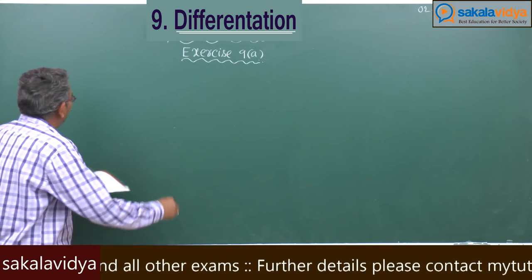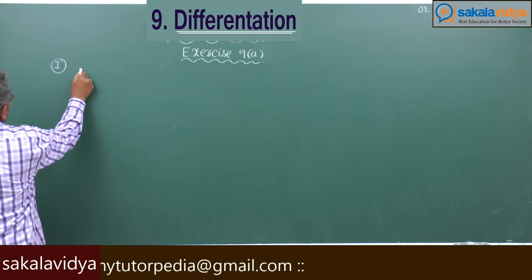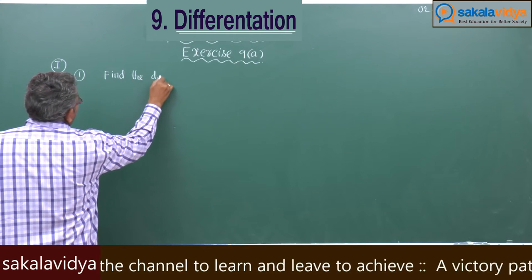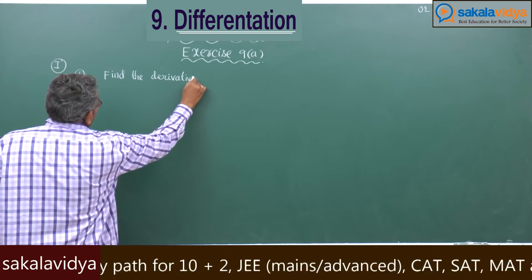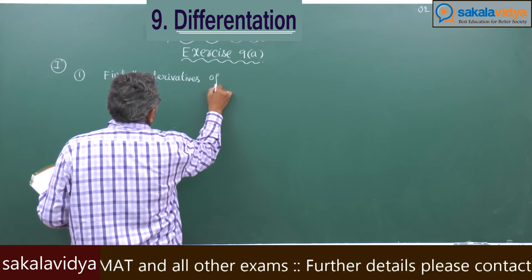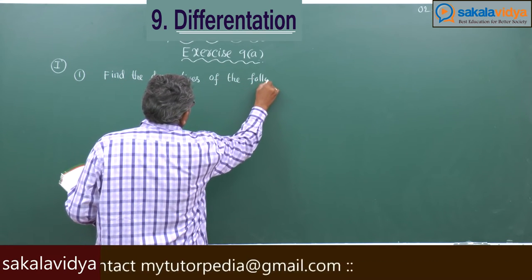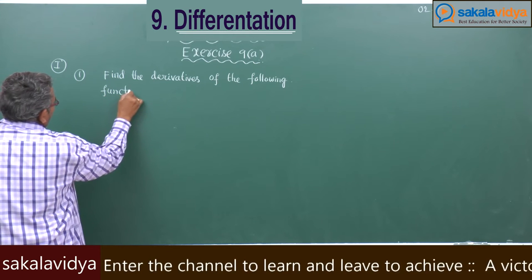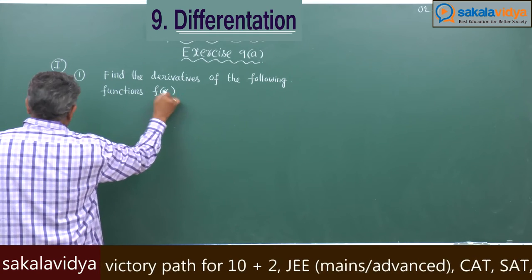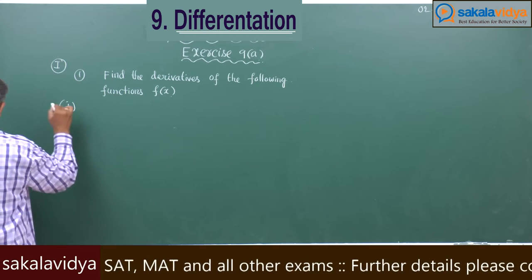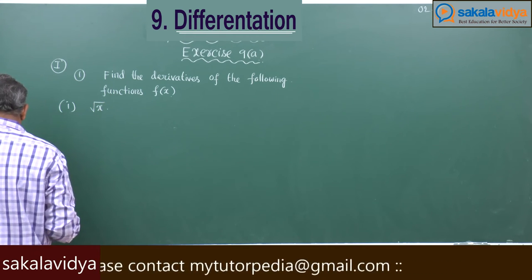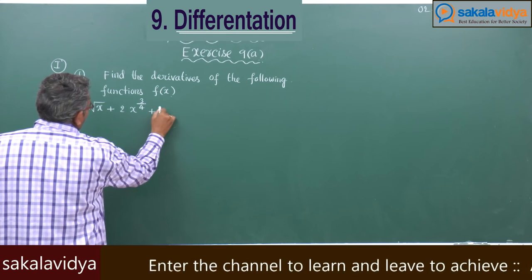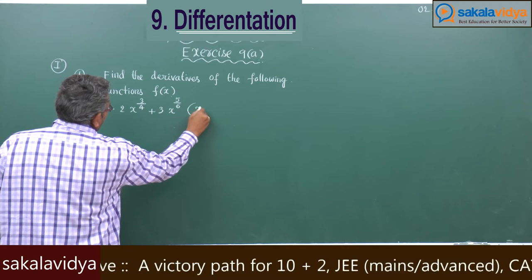Exercise 9a. So Roman 1, first one, find the derivatives of the following functions. f of x. First one, root x plus 2x to the power of 3 by 4 plus 3x to the power of 5 by 6, x greater than 0.